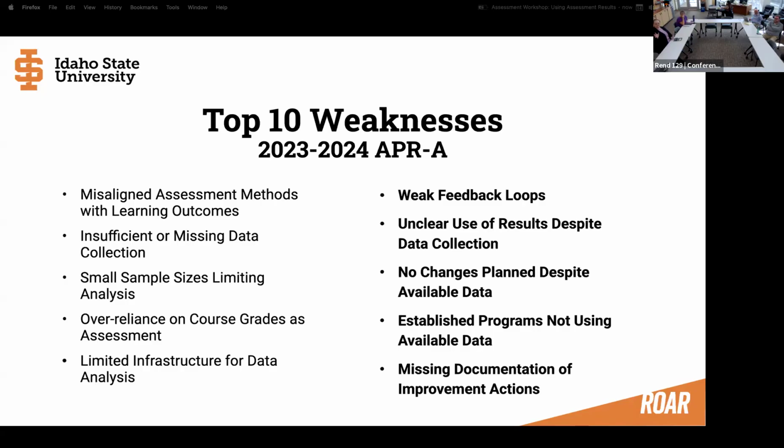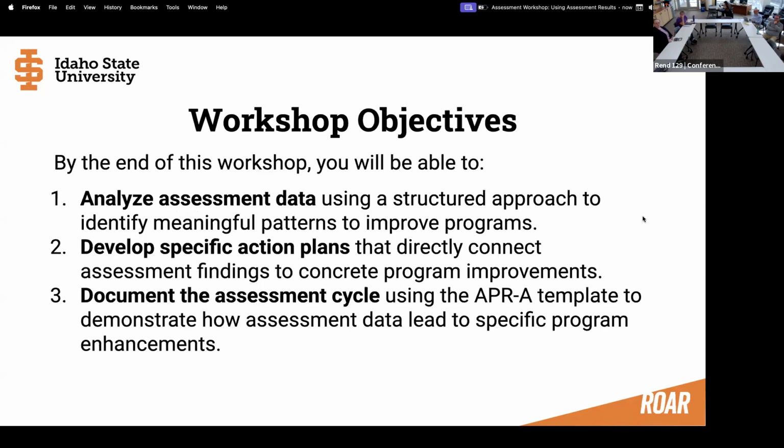You'll notice that two of those, you probably are doing these things. It's just about documenting it. So you probably did make changes or planned to make changes, but it just didn't get into the report. So this is partly acknowledging how you look at reports and how you can move things forward. So the focus of this workshop is our objectives. So we're going to look at analyzing assessment data, developing specific plans, and then how to document this, closing the loop in your assessment cycle.